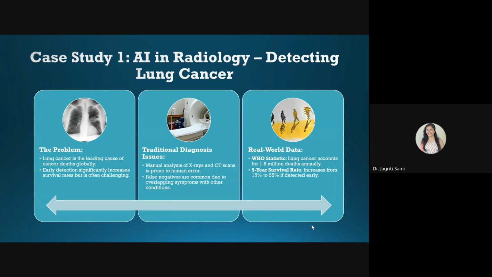And in this case, the main problem is that lung cancer is one of the leading causes of cancer related deaths across the world at present, and therefore early detection is one of the most important things to ensure better survival rates, but it is challenging as well. In case of traditional diagnosis, the issue that we have, first, is manual analysis of x-rays and CT scans, that is always prone to human error, and sometimes false negatives are always possible there, and it leads to wrong treatment.